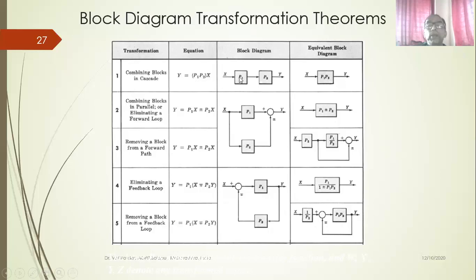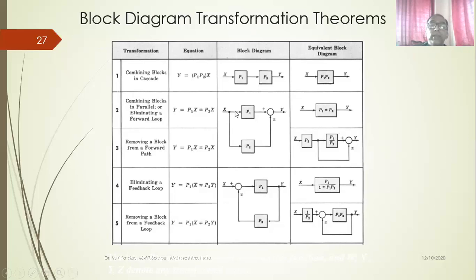X into P1 into P2 is equal to Y. Now when I combine this, the same equation should be obtained. Even in the parallel case, original parallel blocks are there. I am converting them into an equivalent block diagram. So what is the rule here?